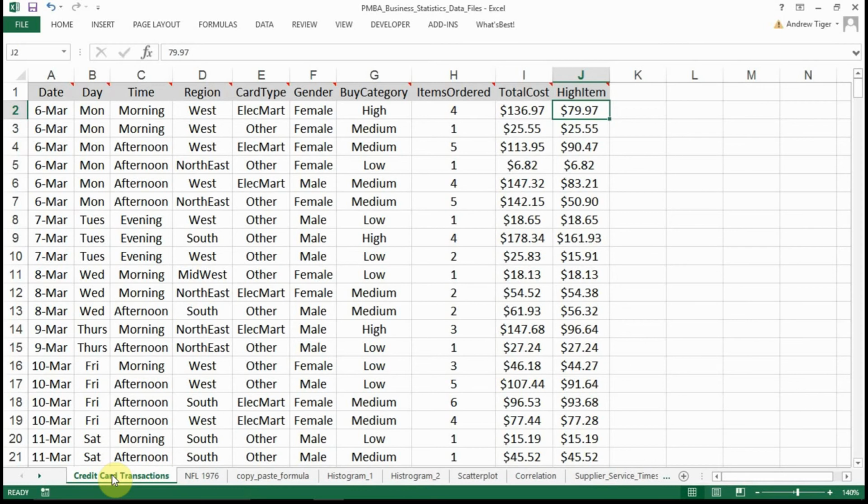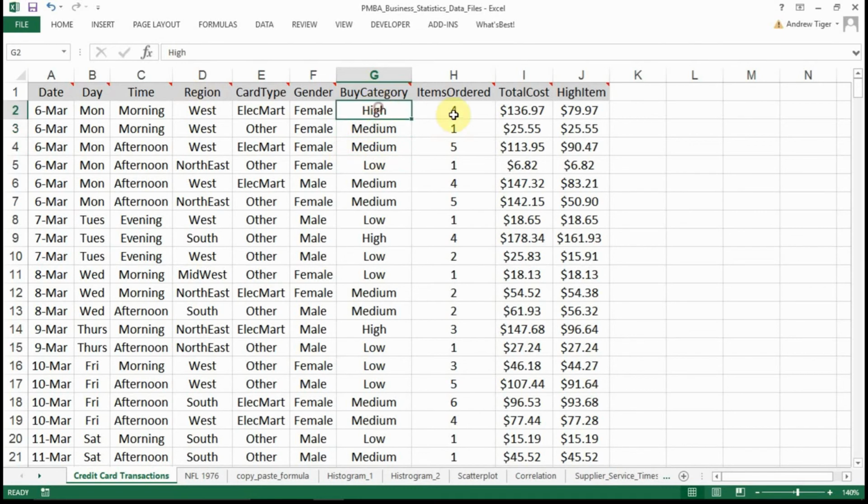So this particular worksheet is called Credit Card Transactions and NFL 1976 Data. This is transactional credit card data by time slice. I can tell you it happened on March 6th on a certain day, the time of the day, what part of the United States the transaction originated in, the type of credit card they used, and some demographic data where we've categorized this as a woman, and she has already been classified as someone who purchases from us frequently. So they're a high category, as opposed to some that are medium, some that are low.